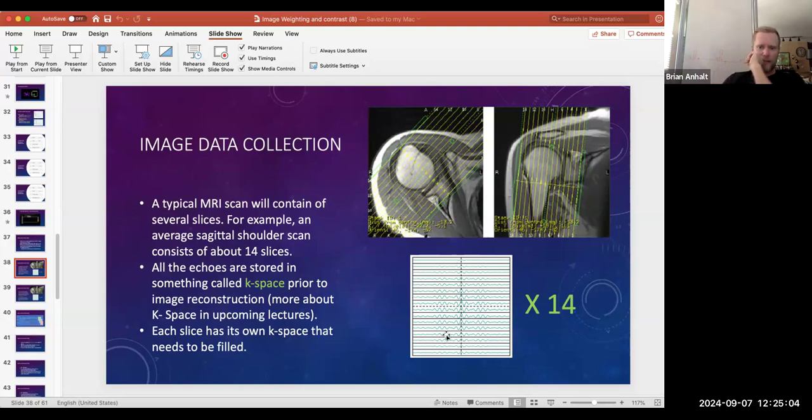This is a K-space right here, or a representation of K-space. It's actually just a diagram of K-space. K-space actually looks a lot different than that, but you can see these are all different echoes, different lines are different echoes that are phase encoded differently until we fill K-space. So all the echoes are stored in something called K-space, prior to image construction. We'll talk about that more later. Each slice has its own K-space. So let's say we had 14 sagittal images through the shoulder, there would be 14 different K-spaces, each one of them containing several echoes, which depends upon the phase matrix.